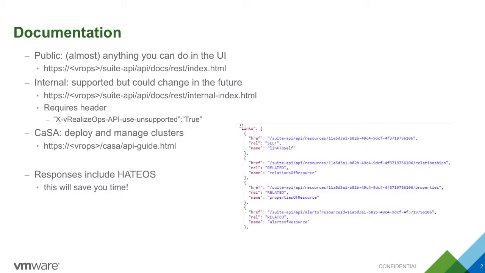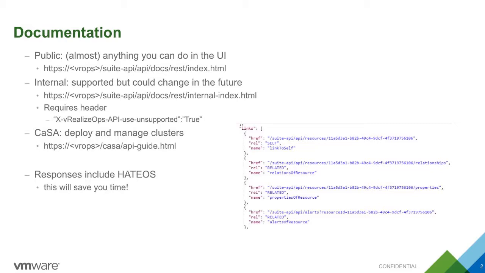The documentation's in the same place on the appliance, but just be aware that if you do use the internal APIs, there's a header that you have to add, or else the request will fail. So just make a note of that. If you don't put the header, it's not a big deal. You'll get a message back, a return code that says you need this header. So you'll figure it out one way or the other.